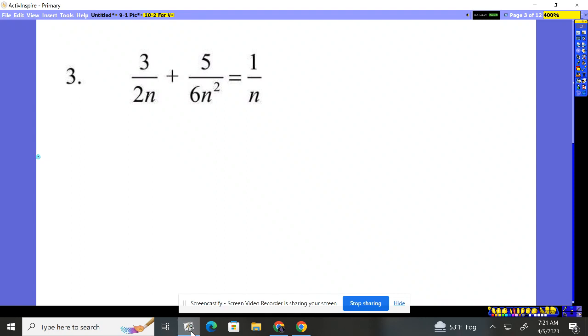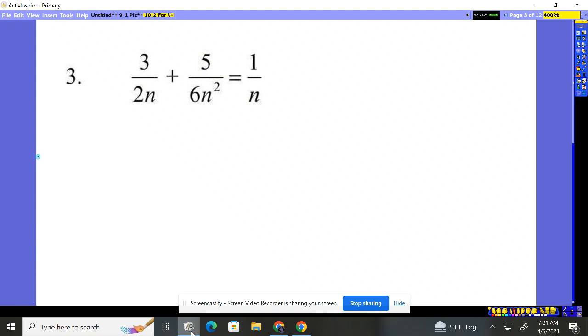Number 3, we want to add these and make it come out to equal 1 over n. So what do we do? Well, the key is this: you've got to make the denominators all the same, because once the denominators are all the same, we just have to concentrate on the top parts and get them all equal. So let's get the denominators all the same.